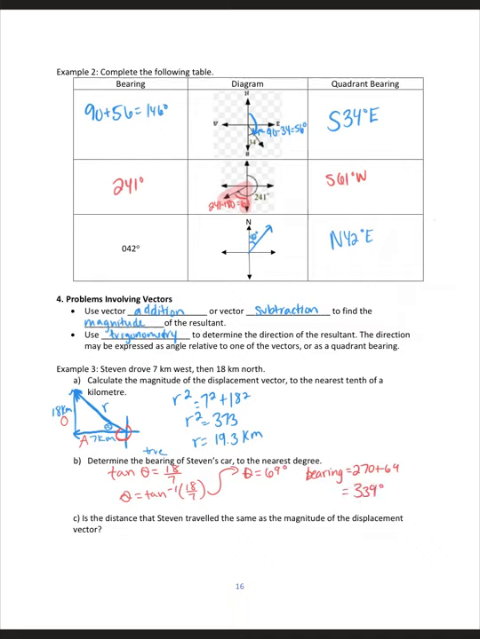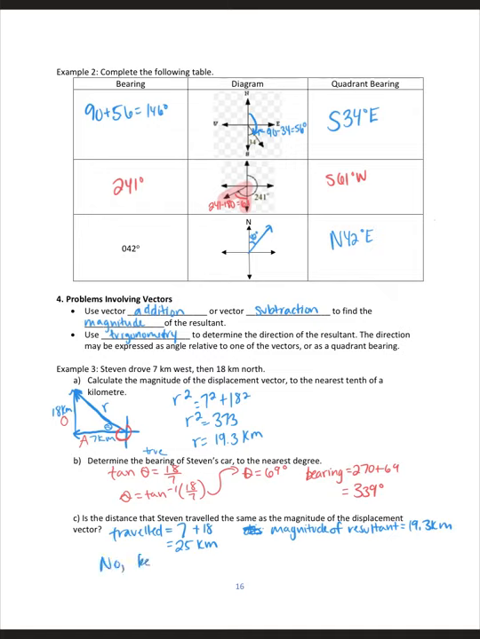339 degrees. Okay, last part, is the distance that Stephen traveled the same as the magnitude of the displacement? Well, let's take a look at this. So the amount he traveled, 7 kilometers west, then 18 kilometers north. So he traveled 25 kilometers, but the displacement, or the magnitude of the displacement, is 19.3. So no, they're not the same.